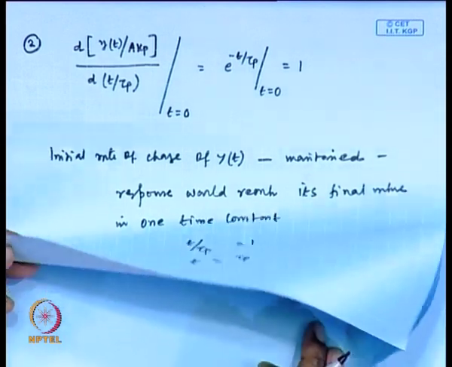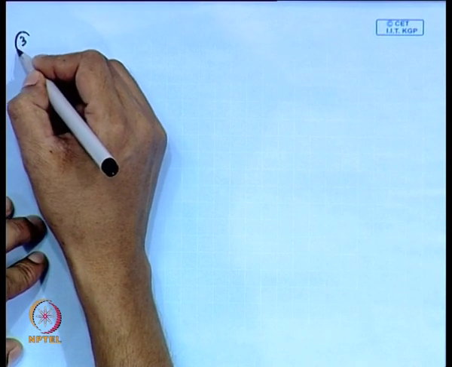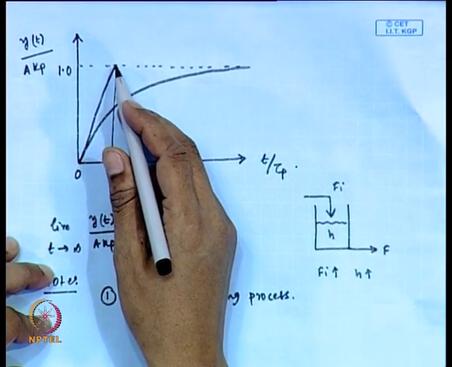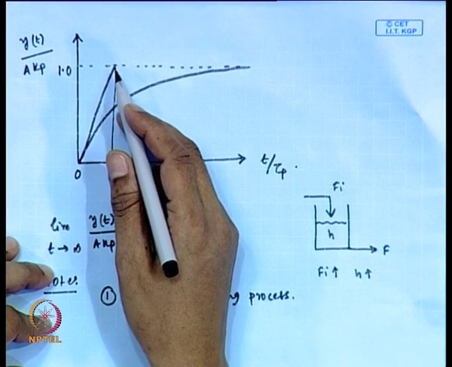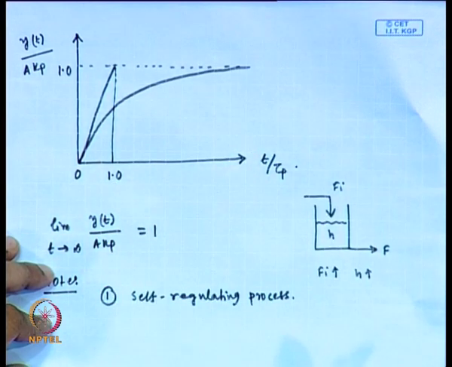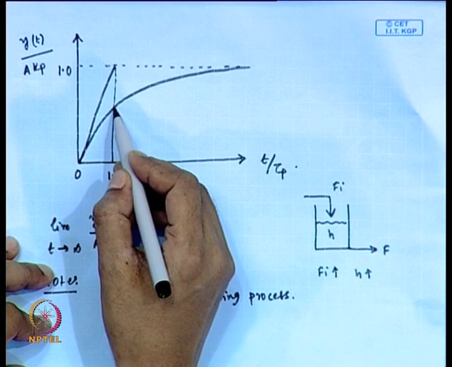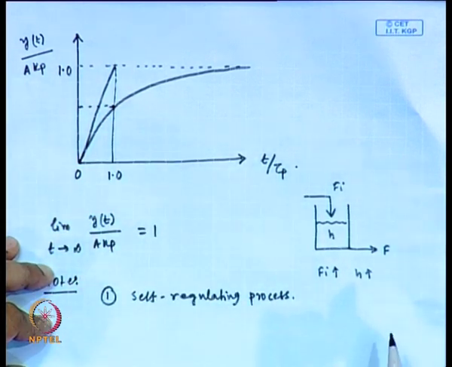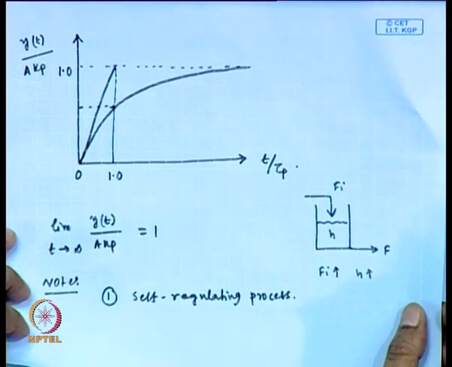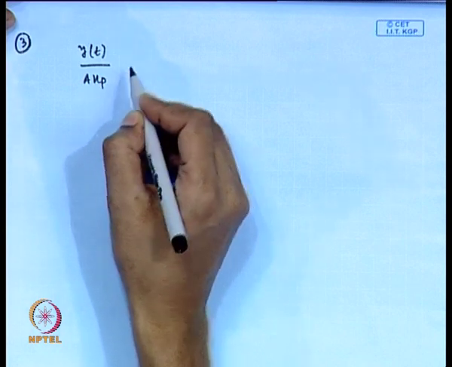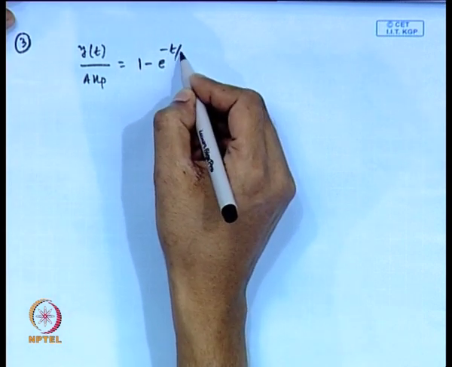Next, we will go for the third remark. But what happens originally? I mean, if we see this plot, if this is the response, then only the final steady state value we obtain at t equal to tau p, but that is not the original case. The dynamic response is this one. So, at t equal to tau p, how much is the y t by a k p value? Can we calculate that? See, we have the equation y t divided by a k p equal to 1 minus exponential of minus t divided by tau p.